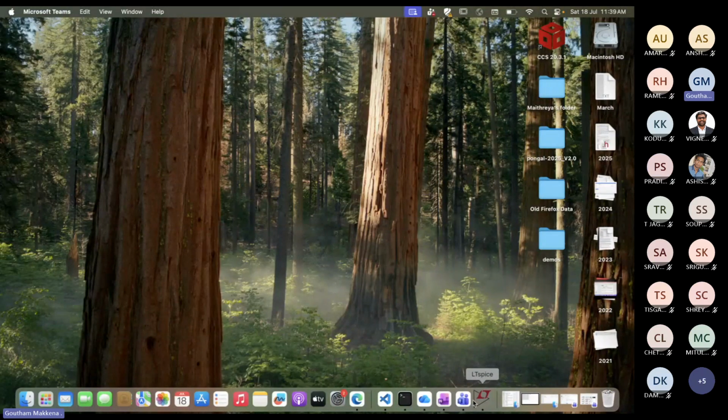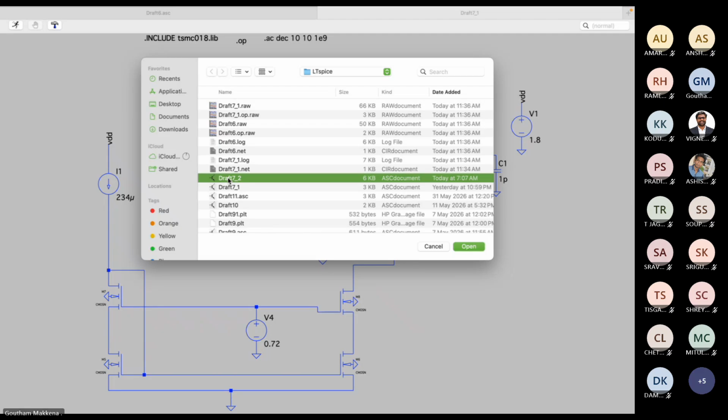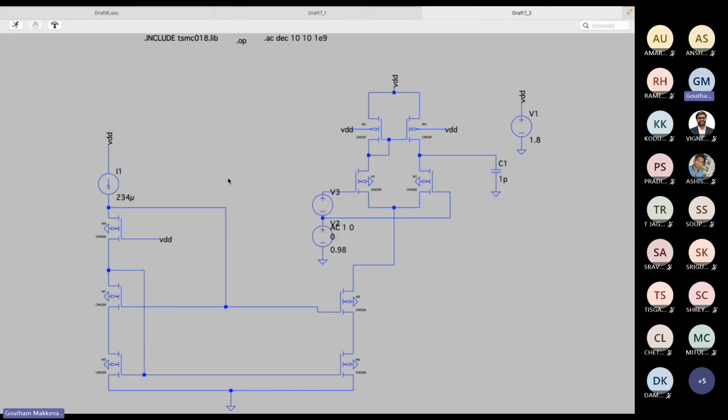Let me open that as well. I think I did it as this one. Okay, right, so this is supposed to be R. But how do we get this R?